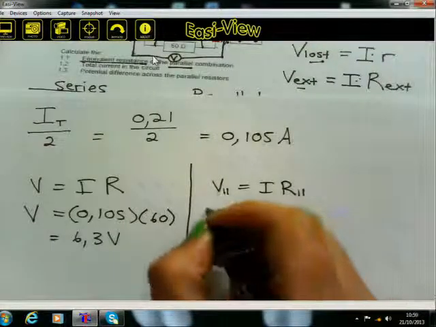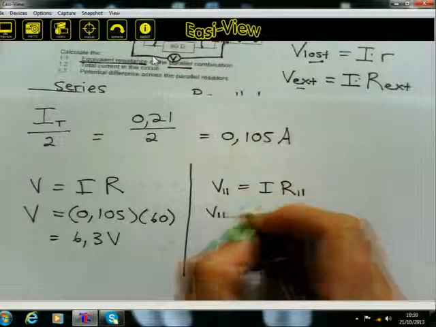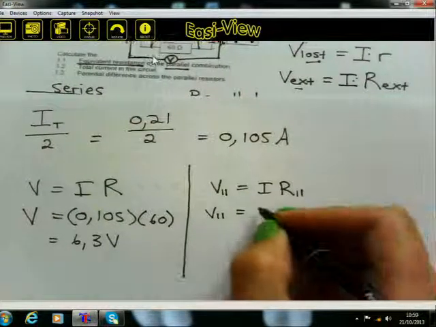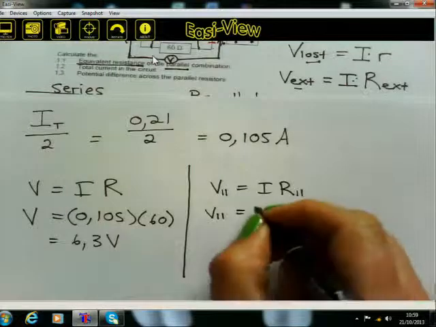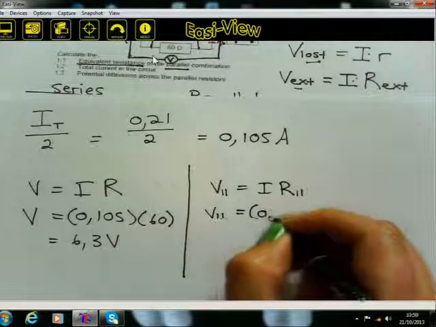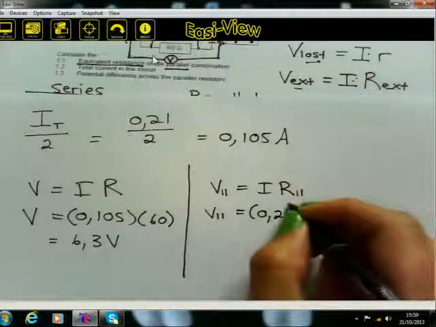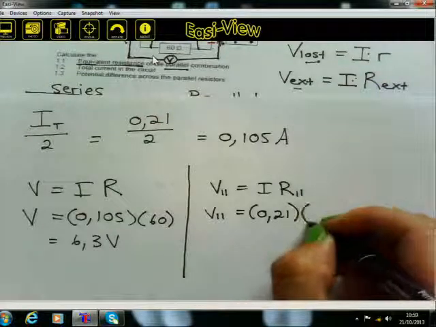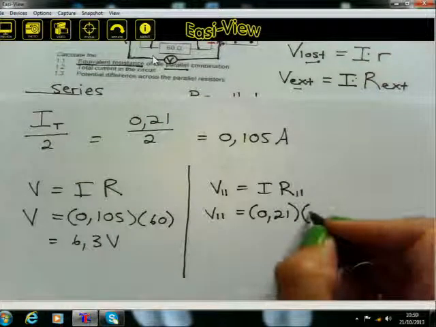And now you must just go and substitute the right values. So they're asking for V parallel. We have the current, the total current is 0.21. We calculated it in the previous one. And we calculated R parallel, which is 30.